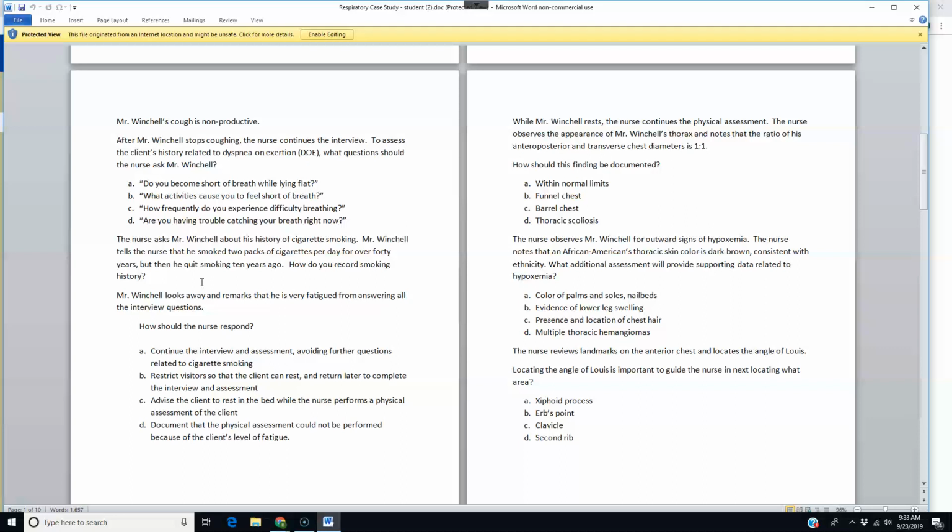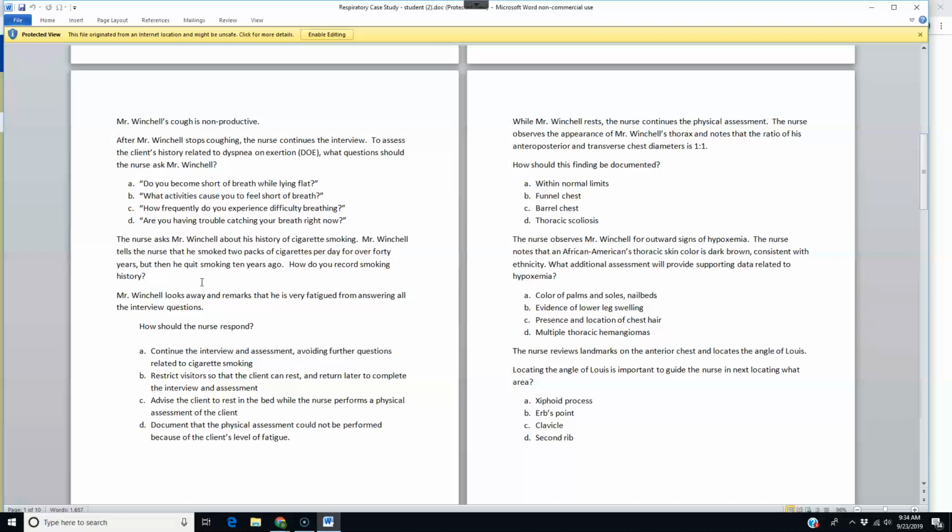All right, now the next question. While Mr. Winchell rests, the nurse continues the physical assessment. The nurse observes the appearance of Mr. Winchell's thorax and notes that the ratio of his anterior, posterior, and transverse chest diameters is 1 to 1. How should this finding be documented? This is in your Barbarita. I told you to look at that because now we've got a patient that has a barrel chest.